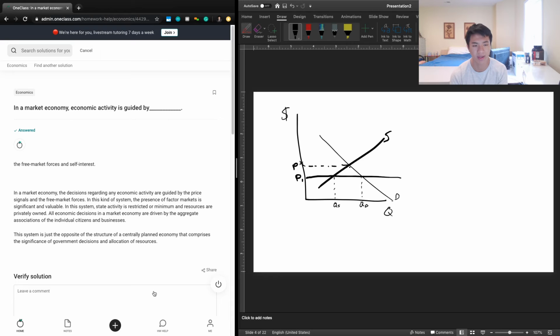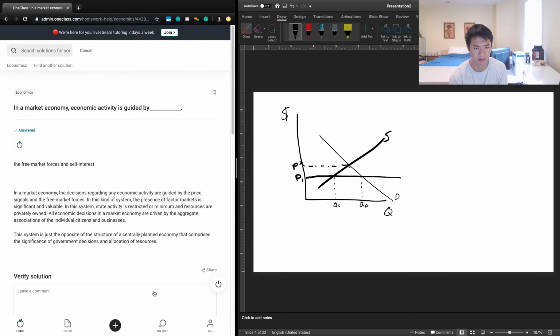And so there's not going to be any guiding by government, because this is not a command economy, it's not a mixed economy. There's no role for governments to play in this kind of dynamic for the market economy. Taking a look at the answer choices, we see that they also got it right. They talk about free market forces and self-interest. And they further go on to explain that in a market economy, decisions regarding any economic activity are guided by price signals and free market forces.